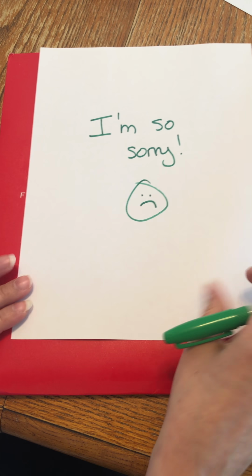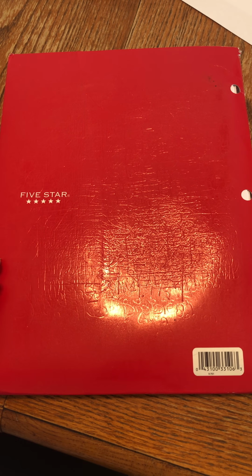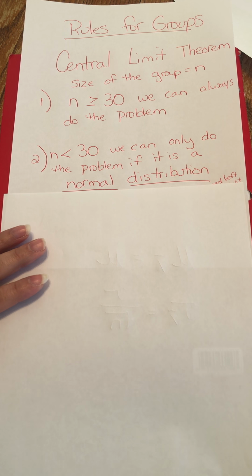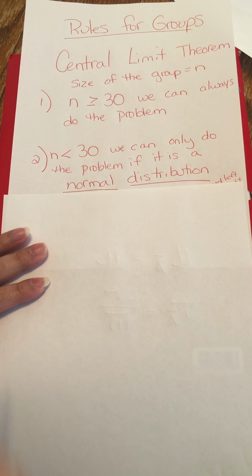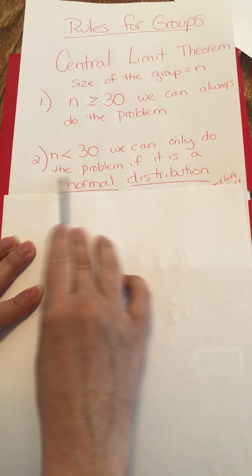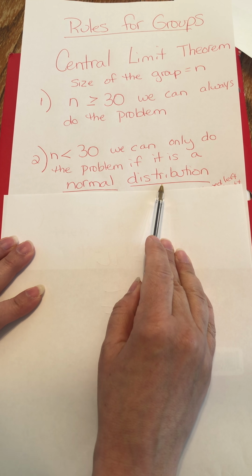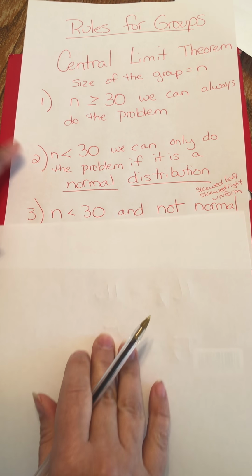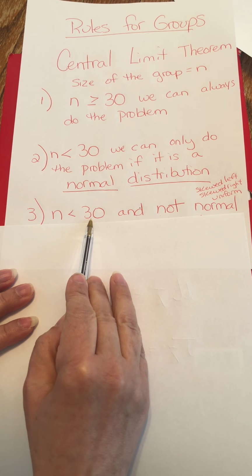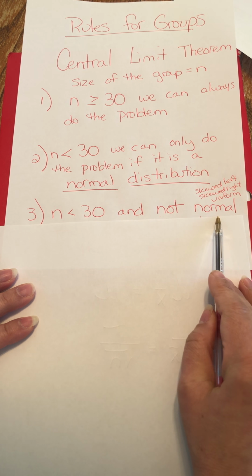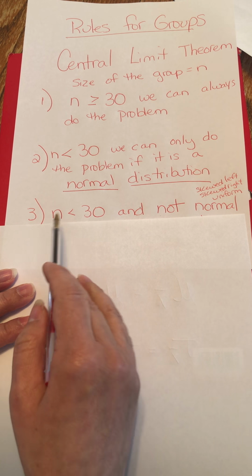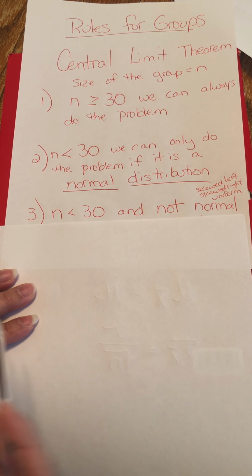I think the place that the video cut off was right here on step 2. And as I was saying, if our group is less than 30, we can only do the problem if the word problem says it's a normal distribution. But what if it's under 30 and it's not normal? Some examples of not normal are skewed left, skewed right, uniform. So if it says you have a group of 22 students and the distribution is skewed left, what do you do?